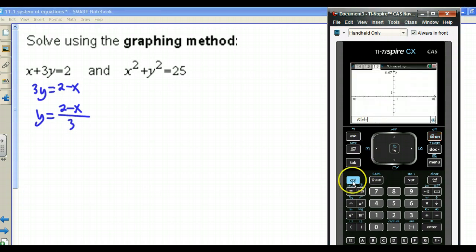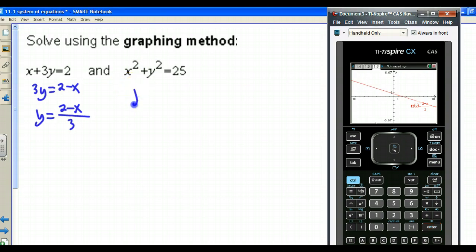I'm going to hit Control Divide to get the division. Put 2 minus x over 3. And graph. Okay, so now I need to solve this one.